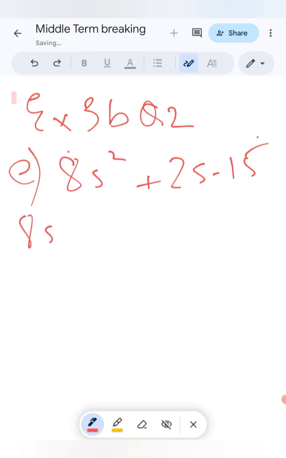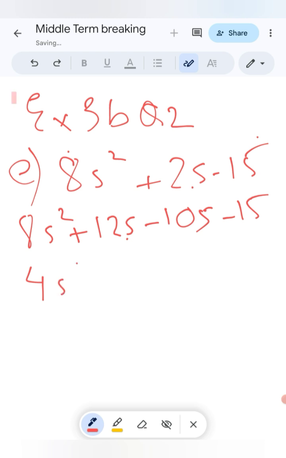8s square as it is. With the bigger number, put the plus sign, so plus 12s. This variable is also copied. Minus 10s minus 15. Okay, now here what will I take common? 4s. 4 2s are 8 and an s plus 4 3s are 12. 4s multiplied by 3 is a 12s, right?